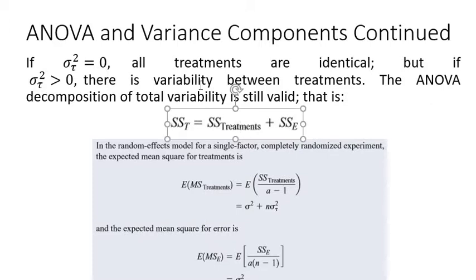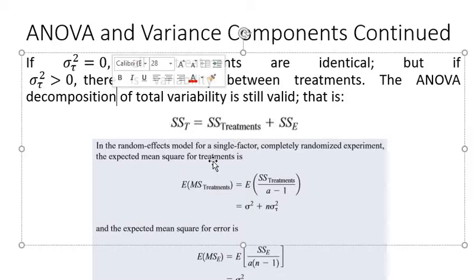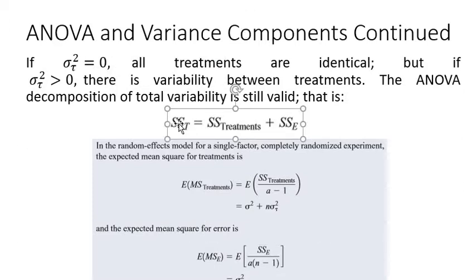So the ANOVA decomposition of total variability is still valid, meaning this equation is still valid because this is the ANOVA decomposition. Remember this: the total sum of squares is equal to the sum of squares of treatments plus the sum of squares of errors. So it is still valid here in random effects.